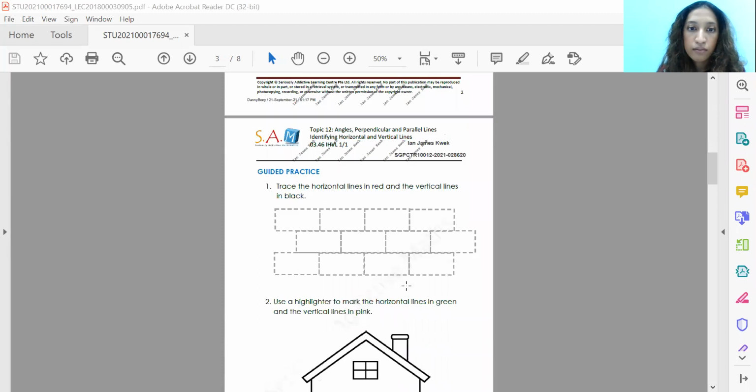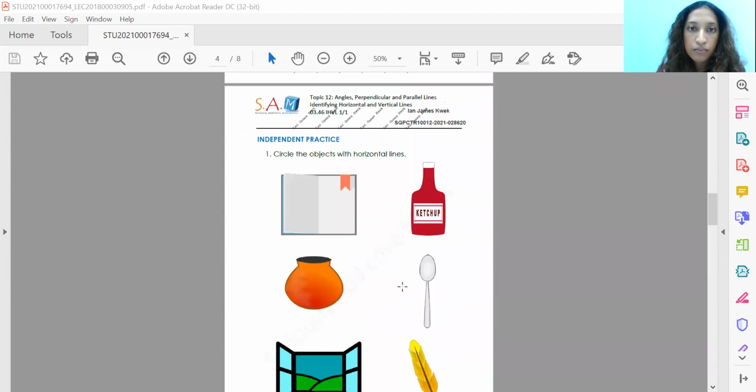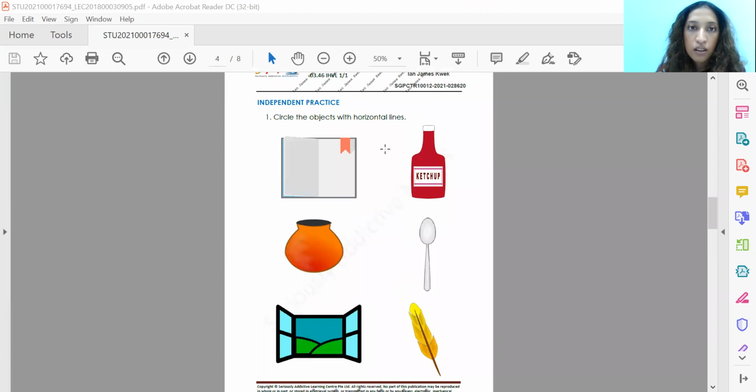Now let's see. Circle the objects with horizontal lines. Let's look at this book over here. Are there any horizontal lines? Yes, there are. Look, right over here, over here. What about the ketchup? Are there any horizontal lines? Yes, over here, over here. What about the bowl? I don't see any horizontal lines. These are curves. So no.